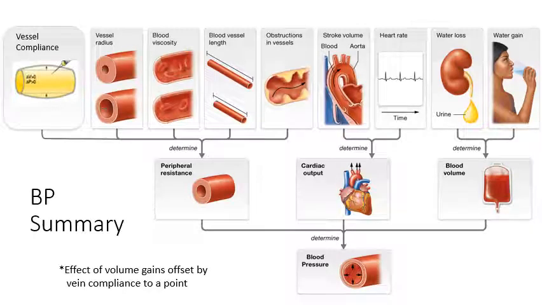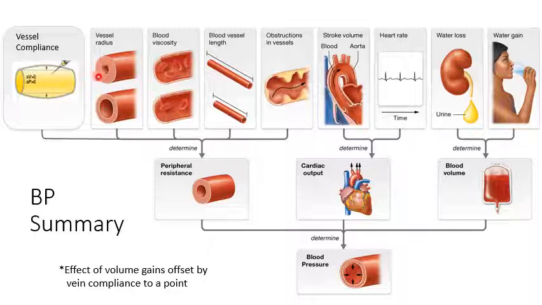So here's a summary of the things that affect blood pressure. So first we have the peripheral resistance or systemic vascular resistance. That's determined by the vessel compliance. When vessel compliance goes up, resistance goes down. It's also determined by the vessel radius or diameter, which is basically the vasoconstriction or vasodilation.